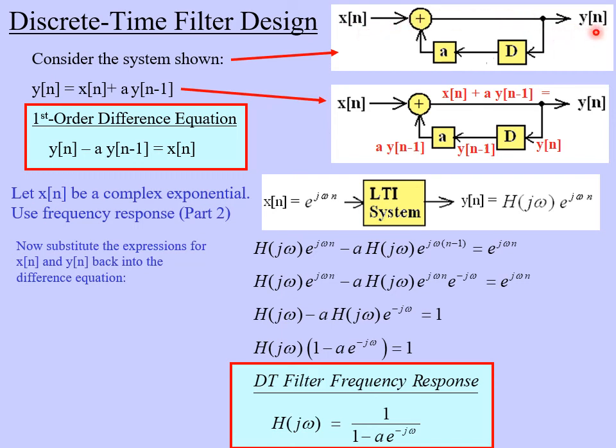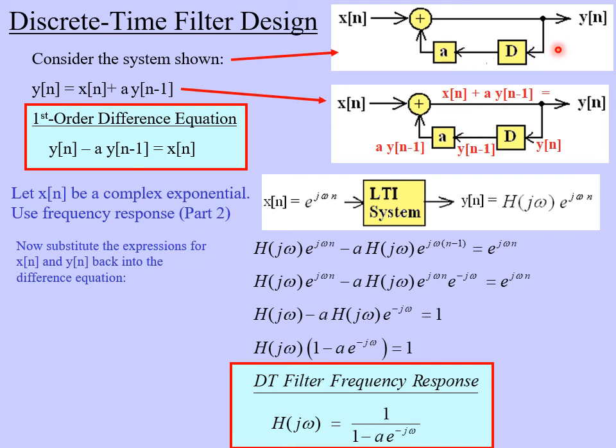Here's our output sequence y of n coming out, and notice that y of n is fed back through a delay. It's multiplied by a, and it's added to the input. Okay, so this is a pretty basic discrete time system. So let's find the difference equation for this. This is a good time to review how to do this.